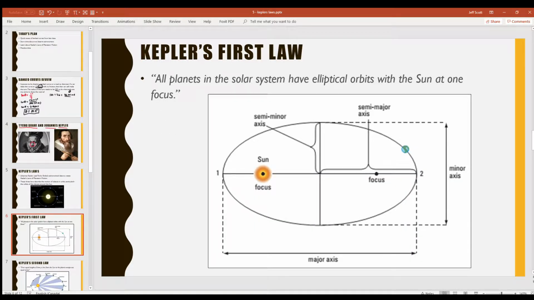So Kepler's first law, I'll just give you a chance to write this down. All planets in the solar system have elliptical orbits with the sun at one focus. Elliptical is the key word here. Prior to Kepler, people believed that the orbits were actually circular.